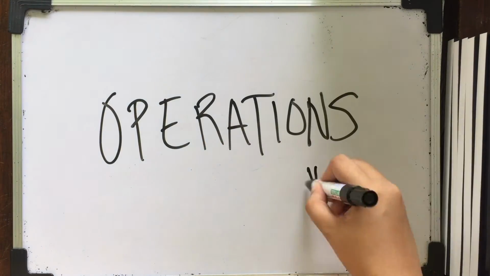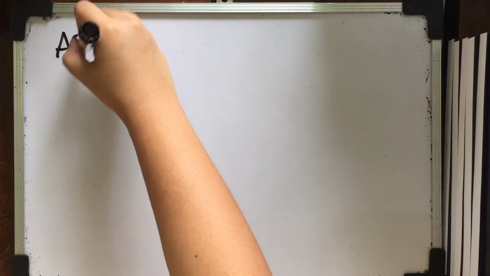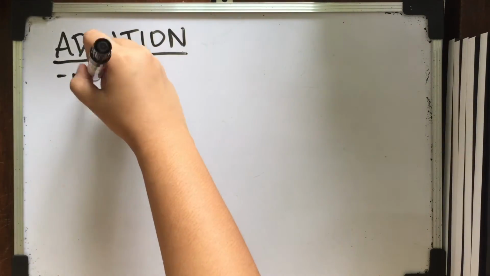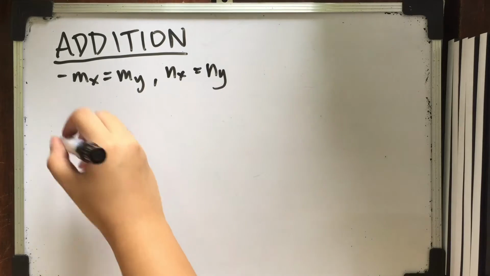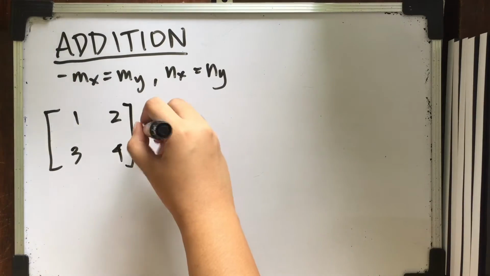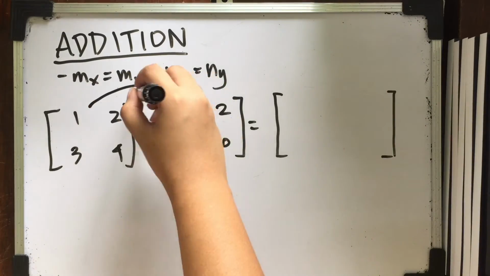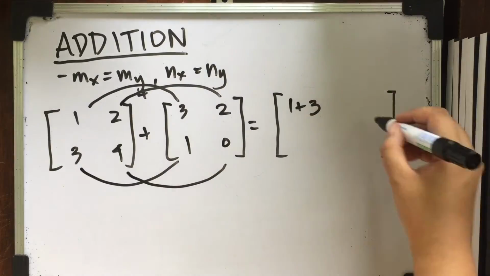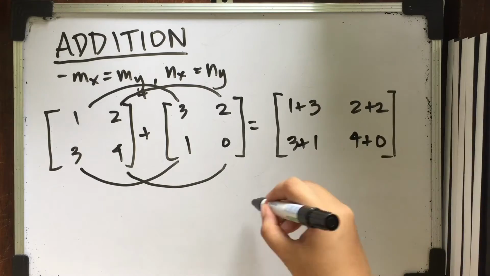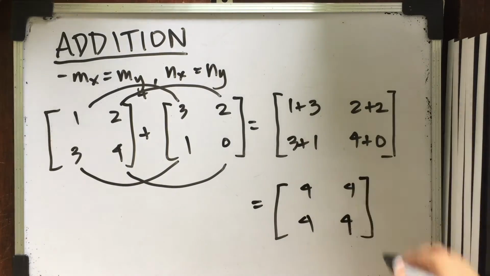You can manipulate matrices using operations. First up is addition. Addition can only be done with matrices that have the same dimensions. It is simply done by adding the corresponding values of the matrices involved. For example, you have these matrices you want to add. These values are what you want to add, so you get the sum.